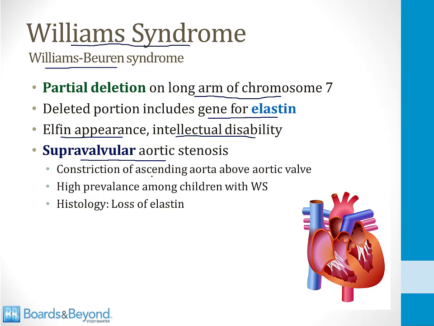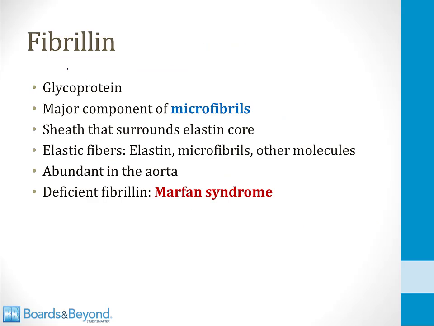This is constriction of the ascending aorta above the aortic valve. This is very rare. And remember what I told you before, elastin is a very important component of the aorta. So when it's missing, what you get is constriction of the aorta above the aortic valve. And there's a very high prevalence of this rare condition, supravalvular aortic stenosis, among children with Williams syndrome. And on histologic examination of their aortic tissue, what you see is loss of elastin. The last connective tissue substance we'll discuss is fibrillin.